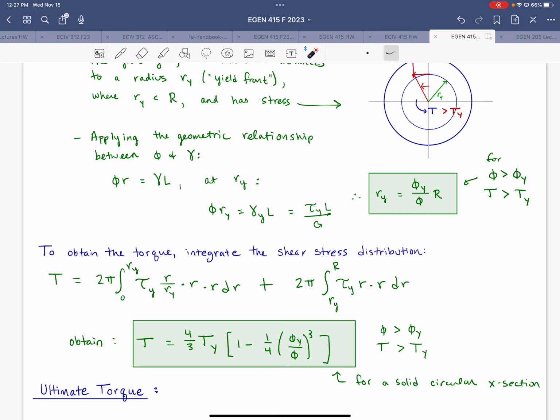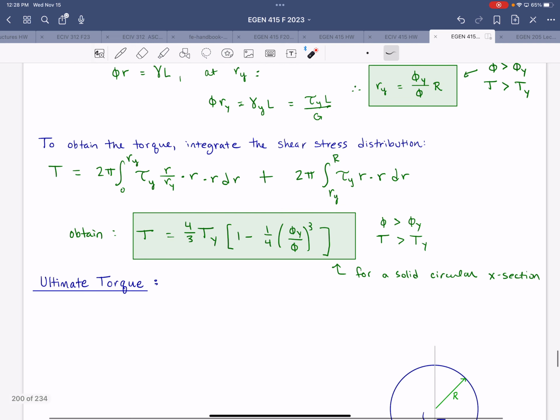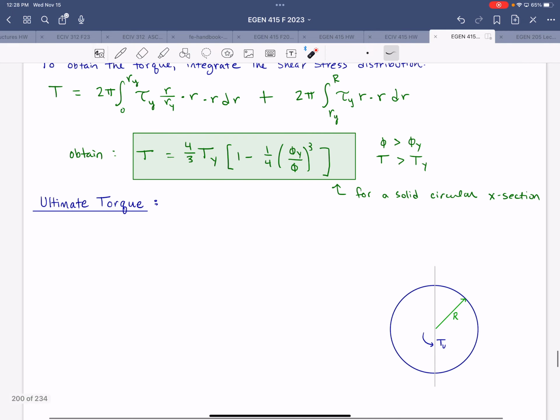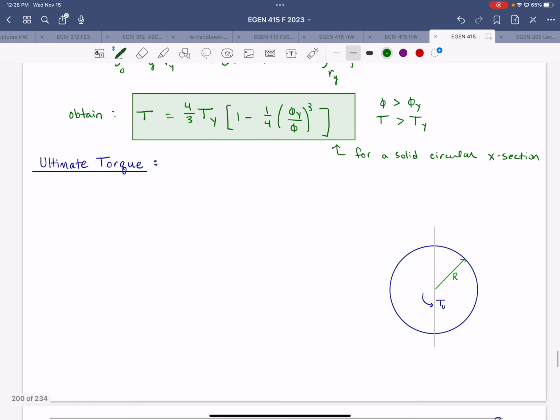Yeah. And I wouldn't imagine that these are valid for a square or something like that. We'll talk about other sections later. Yeah, that's correct. This approach wouldn't apply to other shapes. In general, the general behavior would be similar, but since it's not a circular shape, it's a little different. Yeah, good question.